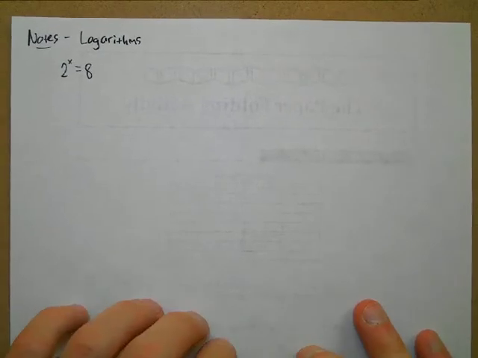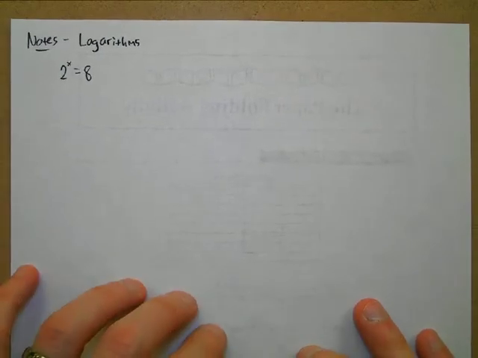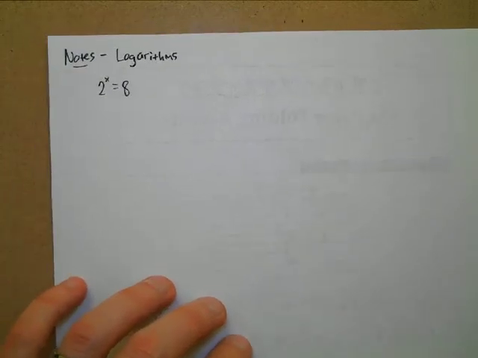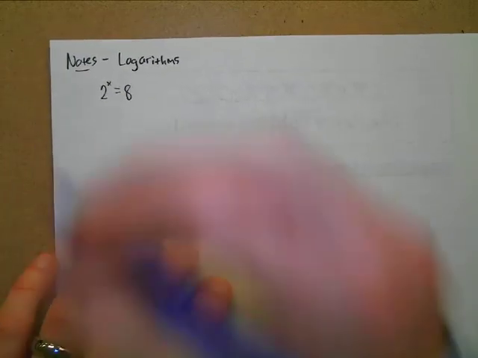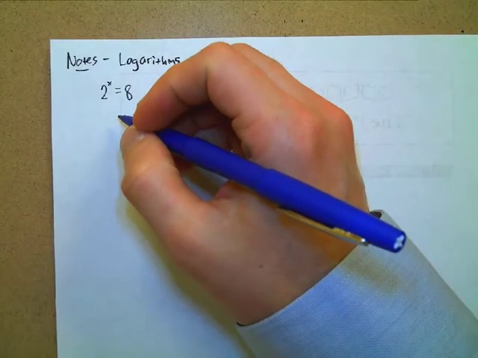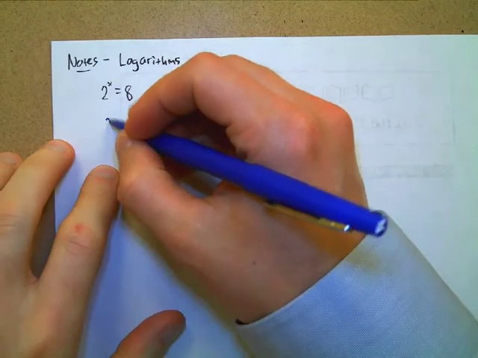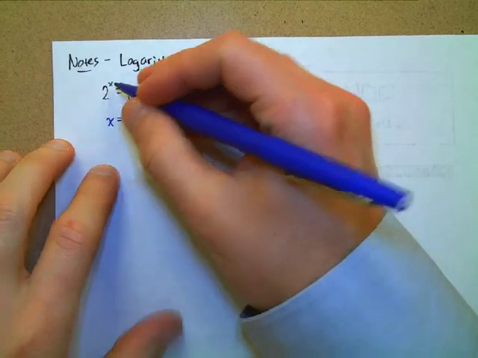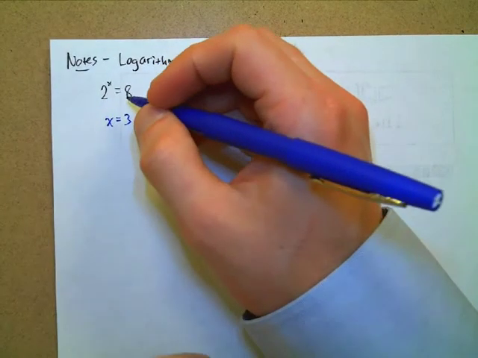All right, anyway. What's the solution to this equation? It's not a trick question. What's the solution to this equation? X must be what for this equation to be true? What number? 3. Okay, that's right. 2 to the third is 8. Let's try another one.